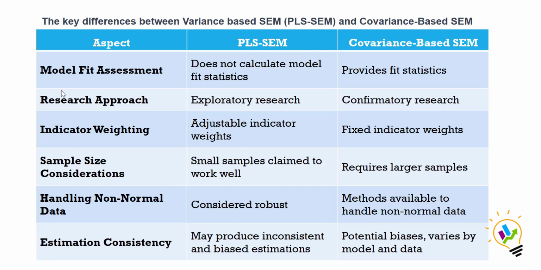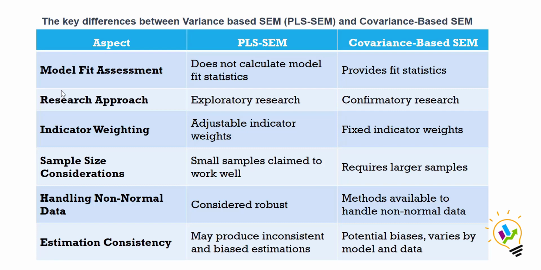Second aspect is research approach. PLS-SEM is for exploratory research. Covariance-based SEM is for confirmatory research. So PLS-SEM is often used for exploratory research. This means that it can be used to test new hypotheses or to explore the relationship between different constructs. For example, you would use PLS-SEM to explore the relationship between self-esteem and academic achievement in a sample of students.